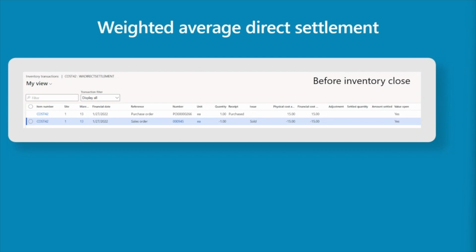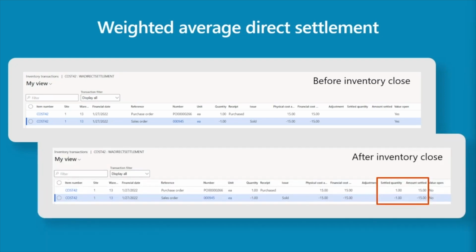When we are using weighted average, the system can also use a direct settlement rather than the summarized settlement we saw in the previous example. The top picture shows 2 inventory transactions before an inventory close is run. There is 1 receipt and 1 issue in the period for the same item, and we did not have any beginning inventory.